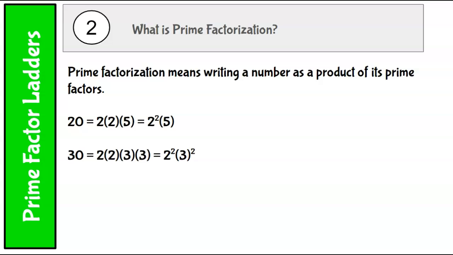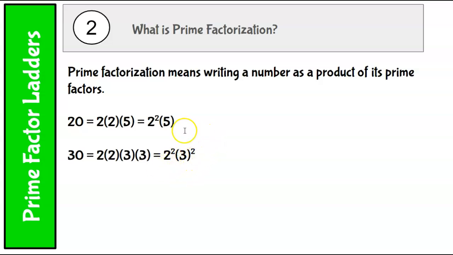What does it mean to prime factor something? What is prime factorization? Prime factorization means writing a number as a product of its prime factors. So 20 is 4 times 5, but 4 is not a prime number. So I can break 4 down into 2 more prime numbers. So 20 is 2 times 2 times 5, which is 2 to the second power times 5. And 30 is 2 times 2 times 3 times 3, which is 2 squared, 2 to the second power times 3 to the second power.